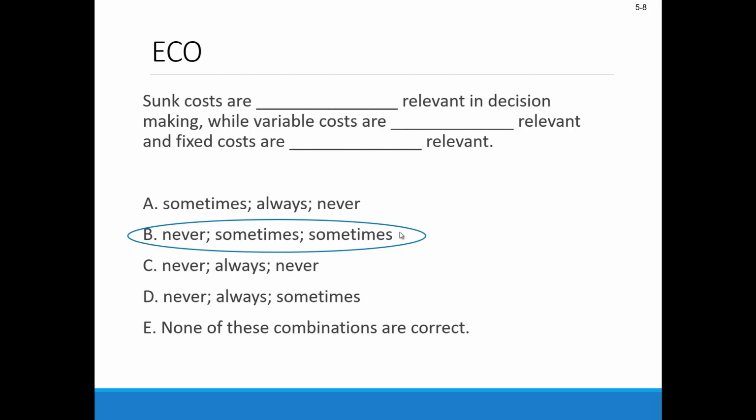The point about relevance is a cost is considered relevant to the decision-making context if it differs between two alternatives. So that could be true of some fixed costs, it could be true of some variable costs, but the point is there's no guaranteed relation between those ideas.